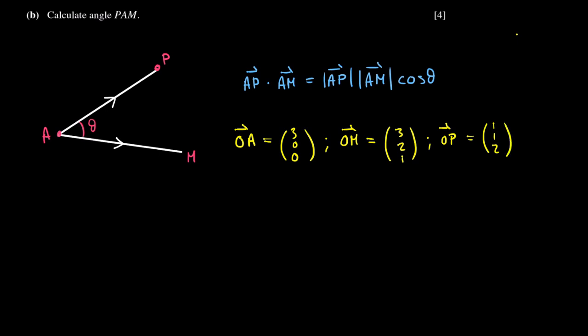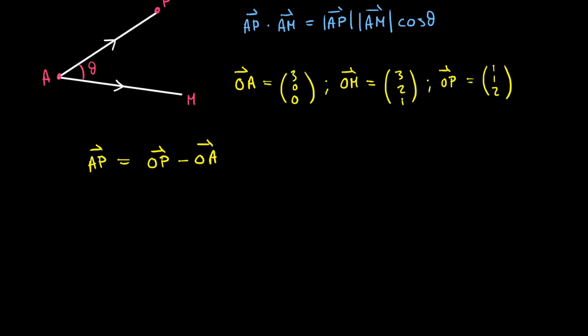Now, what do I want to find? Firstly, I want to find the vector AP. So the vector that takes me from A to P can be found by doing OP minus OA, right? Hopefully you should be familiar with this by now. If I want a vector that goes from A to P, then that's going to be the same as the position vector of P minus the position vector of A. So in this case, what I'm going to get is the vector 1, 1, 2 minus the vector 3, 0, 0. And if I get that, I'm going to get negative 2, 1, 2. So that's the vector AP.